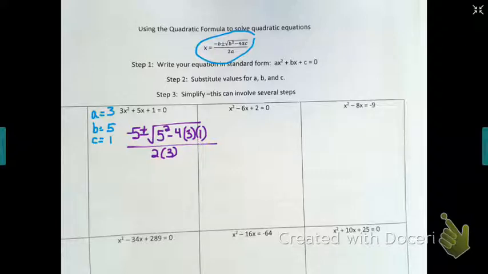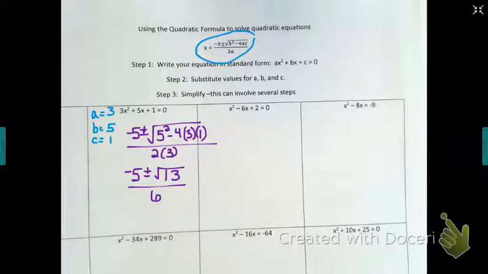Okay, so figure out A, B, and C, write it in the formula. The next thing you should do is the part underneath the square root, put that in the calculator and see what you get. Don't put the square root in the calculator. Okay? So in the calculator, you're going to put 5 squared minus 4 times 3 times 1. So you get 13, and then divide by, and go ahead and multiply out the bottom. 2 times 3, 6. That's the answer.